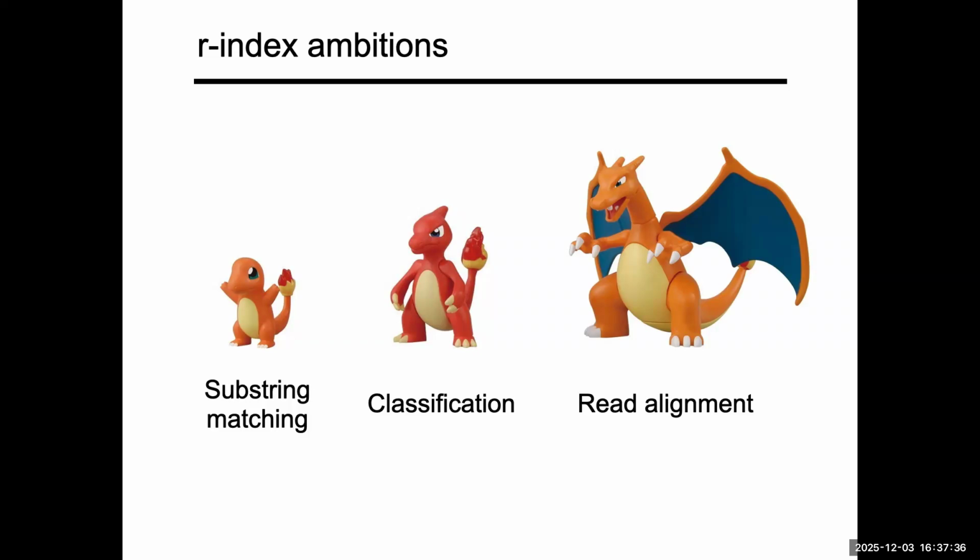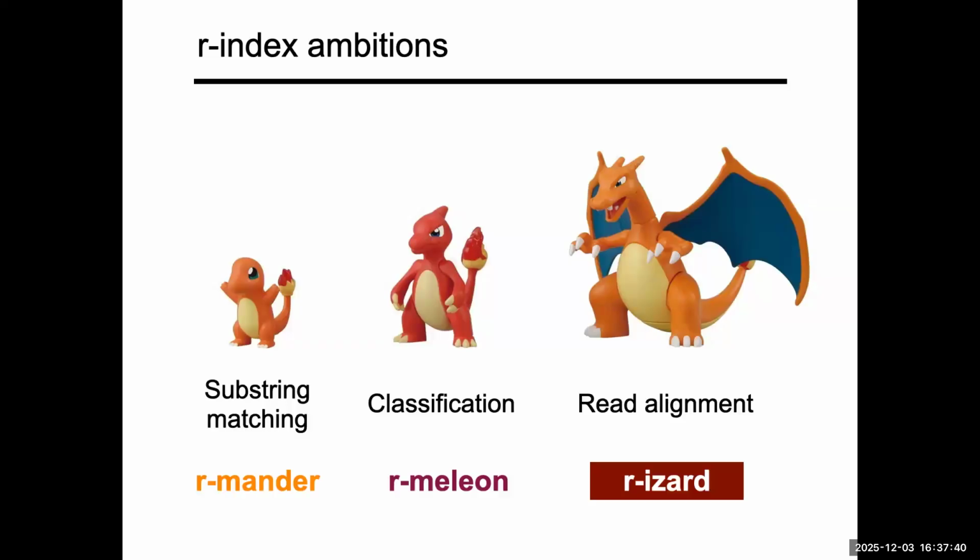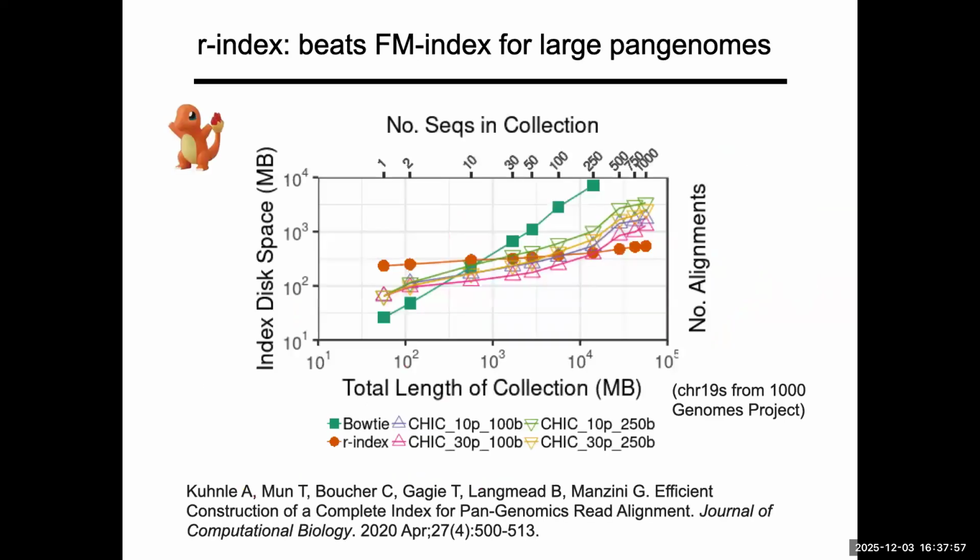And since the thing I'm talking about is the r-index, and since everybody here knows about Pokemon, I'm just going to call these Rmander, Rmeleon, and Rizard. So those are our three goals. We want to see if we can get all the way to Rizard. And I'll just have to break it to you now. We are not yet at Rizard, but I have preliminary things to show you about our ability to reach it perhaps soon. So starting with Rmander, can we do substring matching?